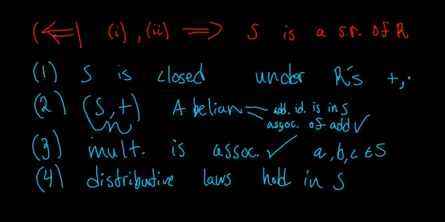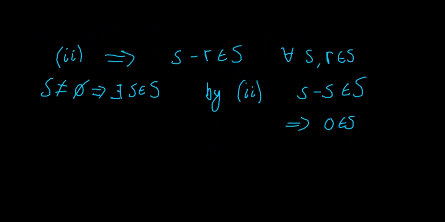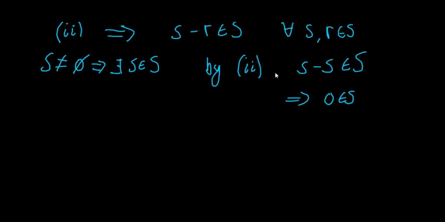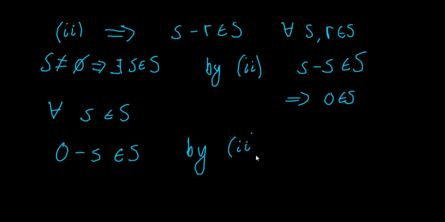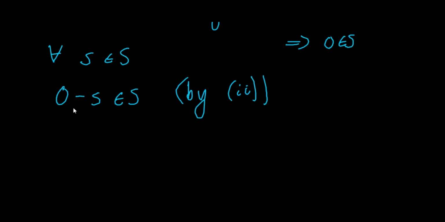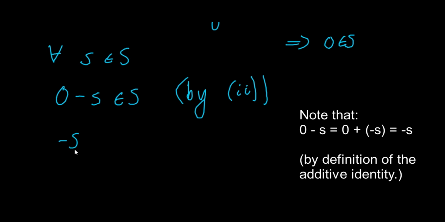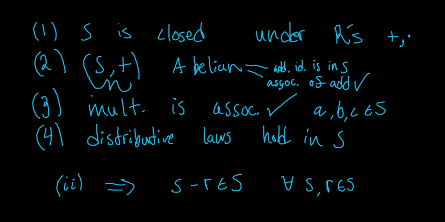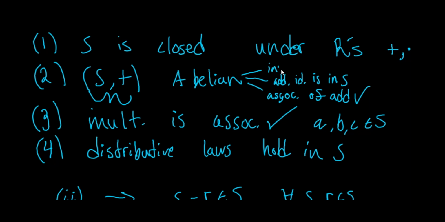And moreover, we can leverage condition 2 again to get the fact that every element in S has its inverse that's also in S. So what I mean by that is we can do this. We know that 0 is in S, and we know that for any s in S, we have that 0, which is an element in S, minus s is in S, again by 2, which is the same thing as writing that negative s, the additive inverse of s, is in S. So this tells us for any element in S, the additive inverse is also in S. So we satisfied the fact that every element in S has its inverse that's also in S.